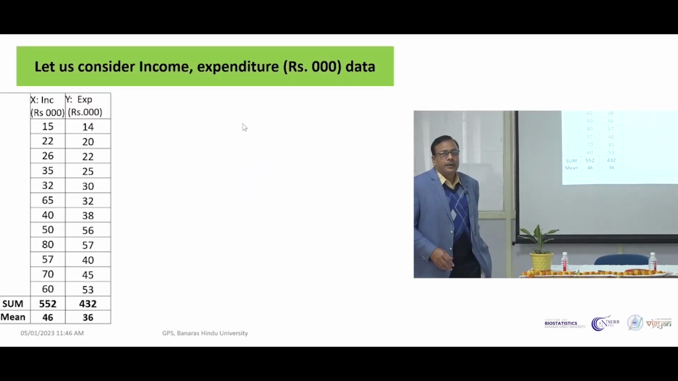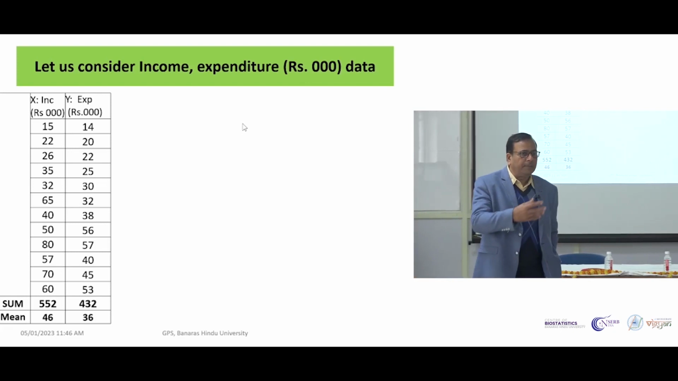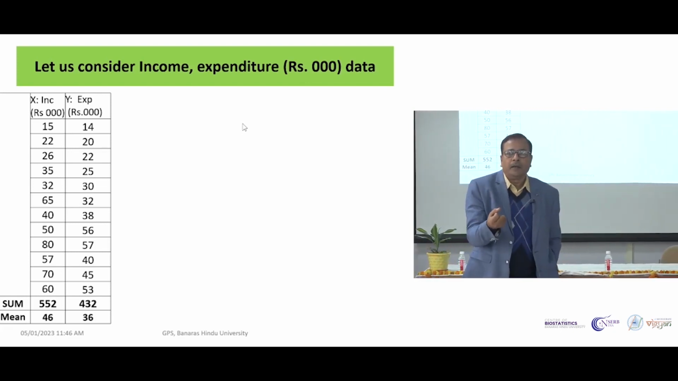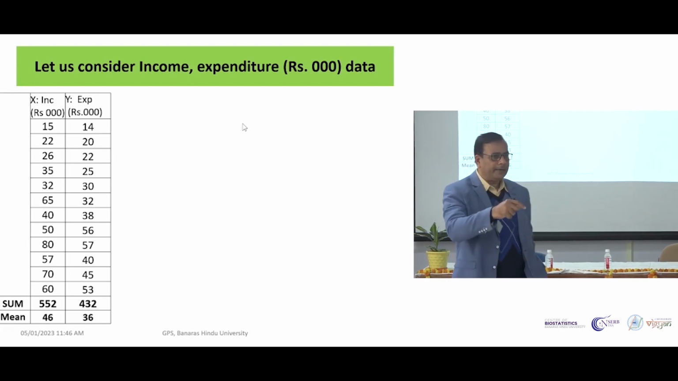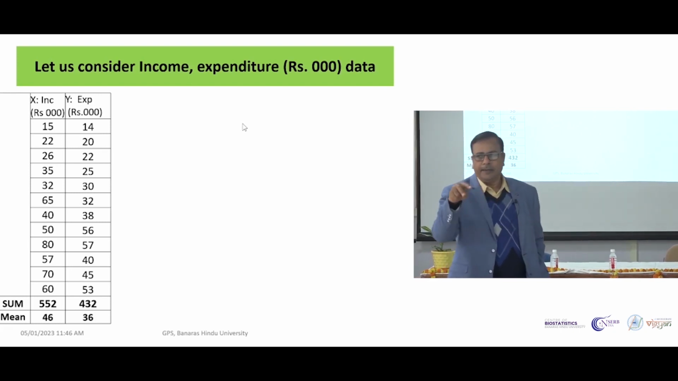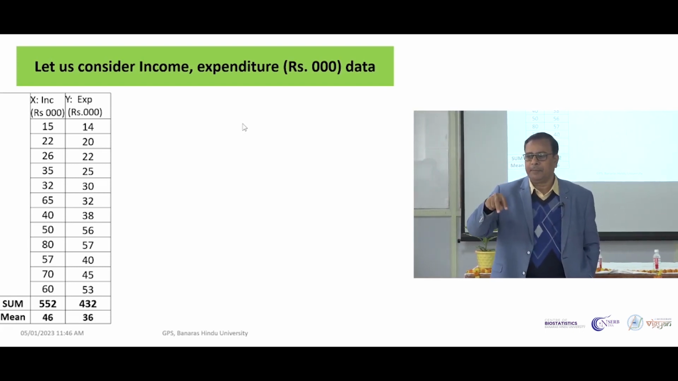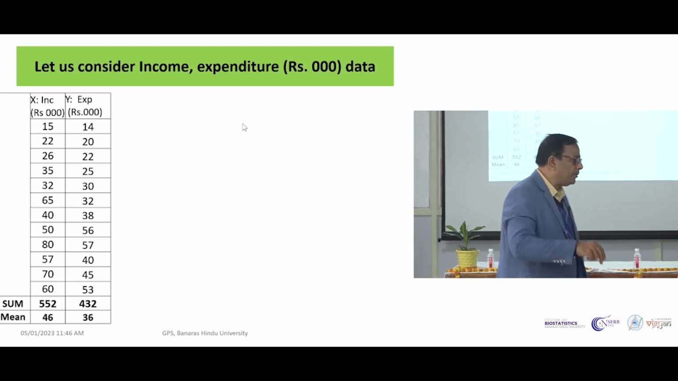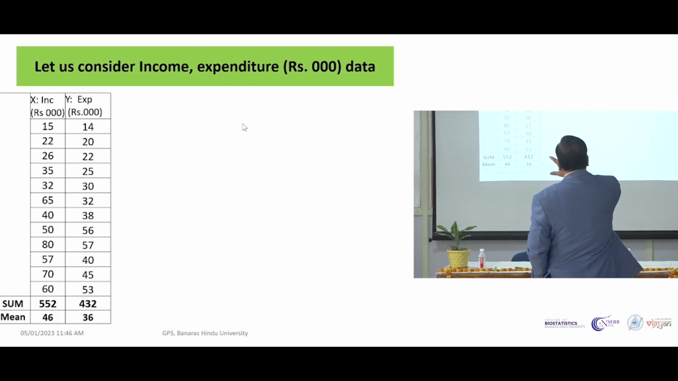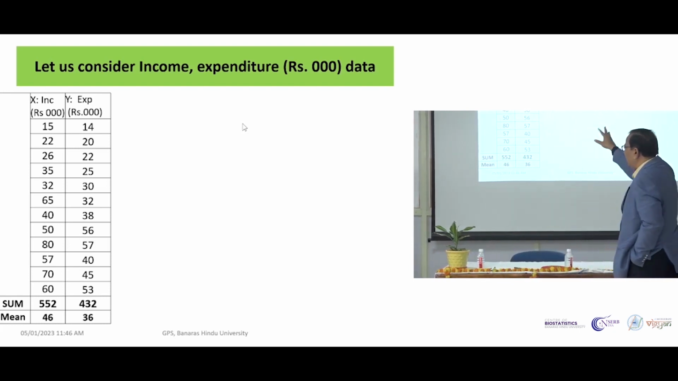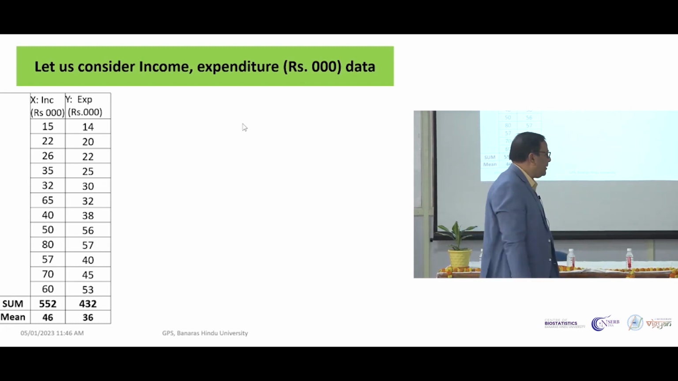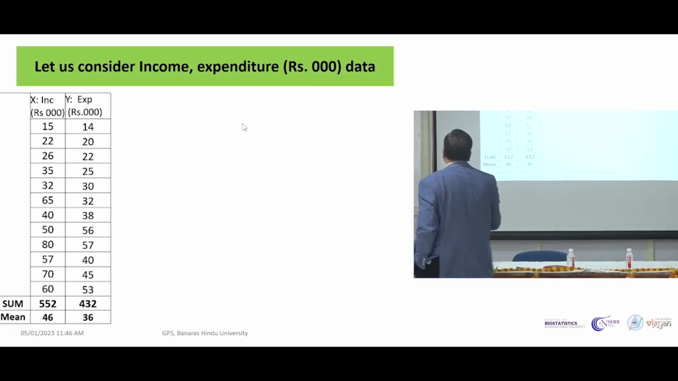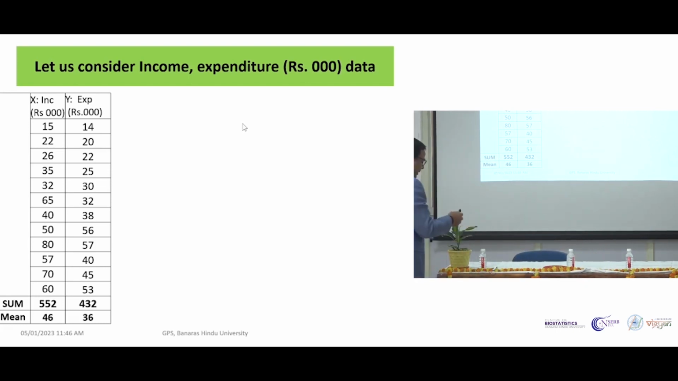So what I told, generally in real life work, we do not predict first the dependent variable. We collect data of both independent as well as dependent. Now suppose that we are having this data, income and expenditure. And I am taking Y as dependent and X as independent.